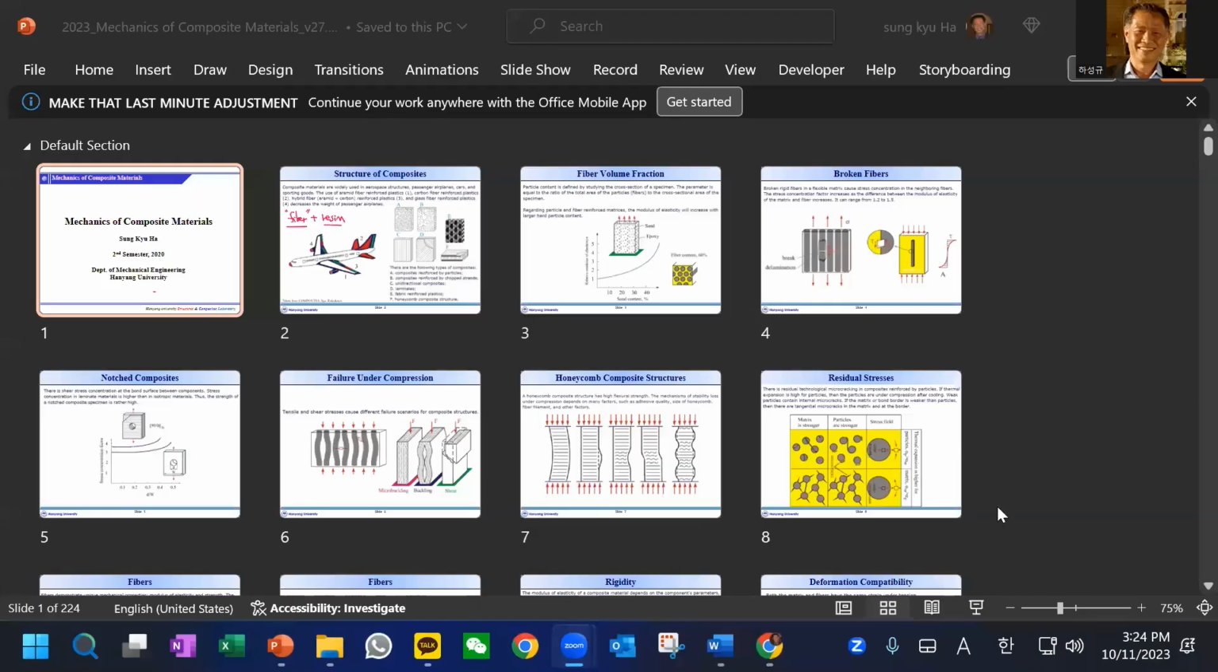Okay, today is October 11th, 2023. So far, we have reviewed most of our manufacturing process of composite, including thermoset and thermoplastics. Well, we will certainly review again whenever needed.